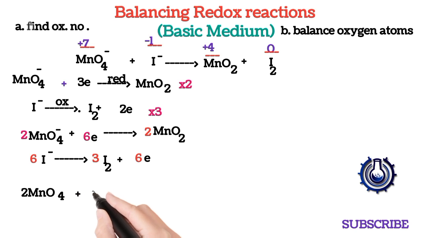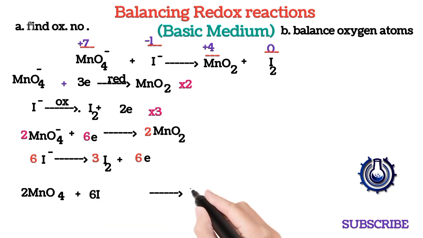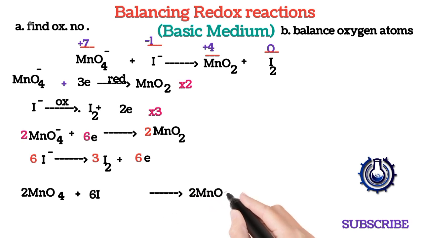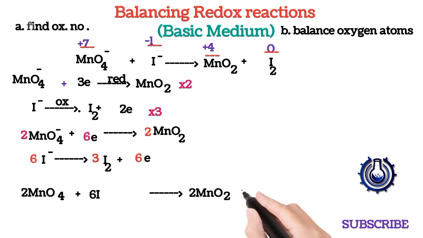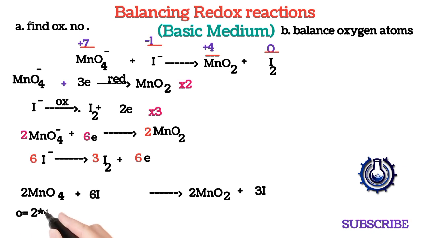Let's combine the reactant side of both half equations. So we're going to have 2MnO4 minus plus 6I minus will give you 2MnO2 plus 3I2, because the electrons have cancelled out.